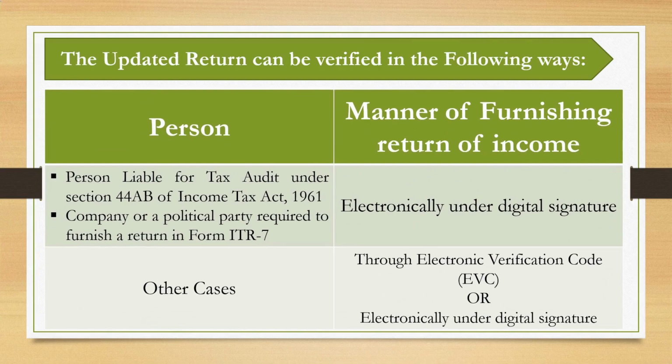The updated return can be verified in the following ways. First one, persons: 1. Person liable for tax audit under Section 44AB of the Income Tax Act, 1961. 2. Company or a political party required to furnish a return in Form ITR-7. Their manner of furnishing return of income is done electronically under digital signature. Second one is other cases in person. Their manner of furnishing return of income is done through electronic verification code, EVC, or electronically under digital signature.